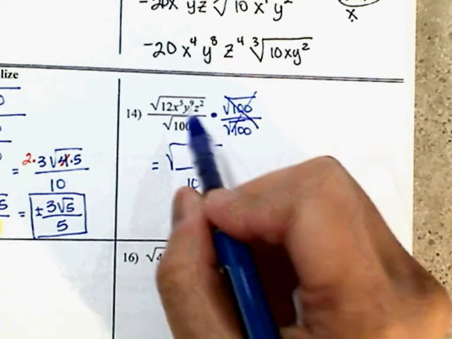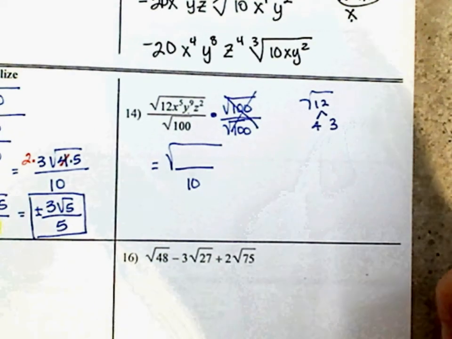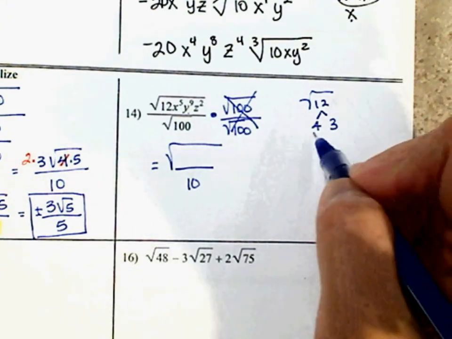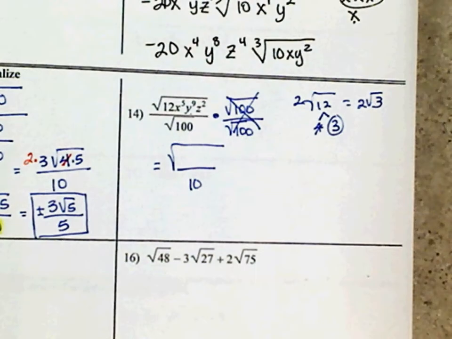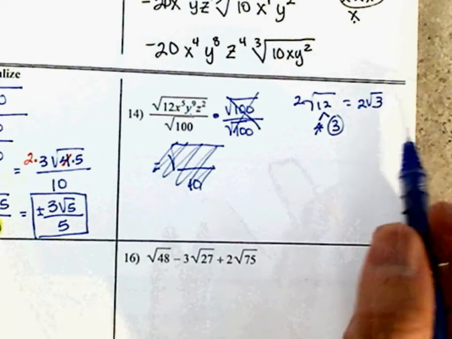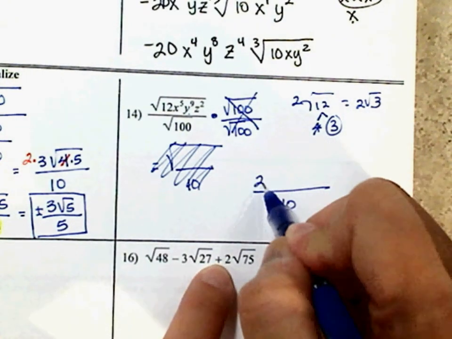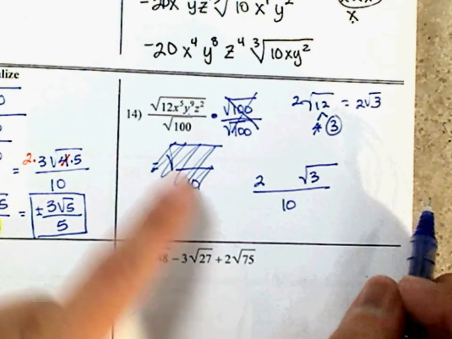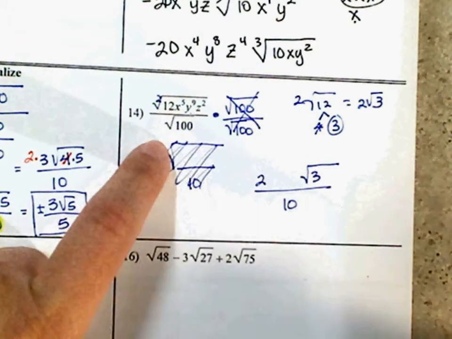Factors of 12. 4 and 3. Do you guys see a perfect square? What is 4 a perfect square of? 2. So this here is 2 square roots of 3. Okay? Now I'm going to rewrite it easily. All this over 10. So you got 2. Leave yourself some space with the 3 left over. Okay? Look at your x. X to the 5th. There you go.